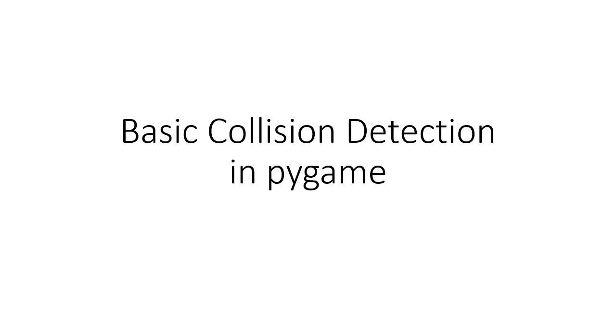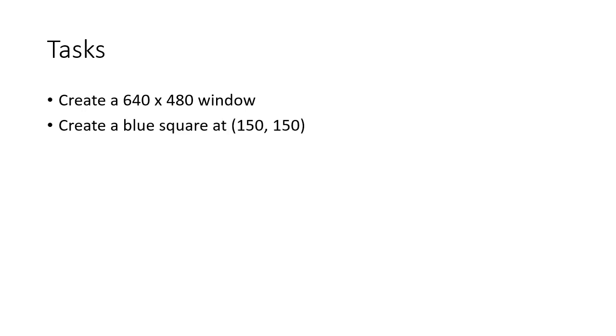Let's talk about some basic collision detection in pygame. So we're going to start with a set of tasks to accomplish. Let's create a 640 by 480 window. Create a blue square at 150, 150. Again, remember in pygame, the upper left-hand corner of a square gives the location.